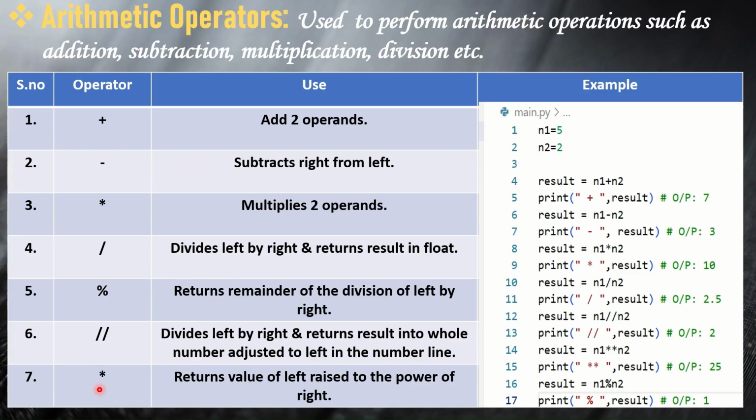And we have the asterisk operator that returns the value of left raised to the power of right. So simply it is a power operation. It performs the power operation. So here we have 5 squared, n1 star star n2. That results in 5 to the power of 2. So that gives the output value 25. So these are the list of arithmetic operators and their use in the form of code. Let's move on to the next one.